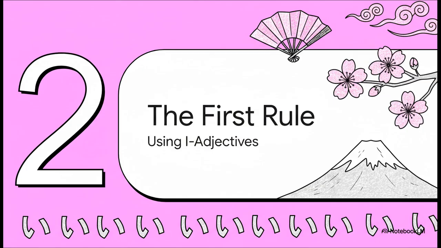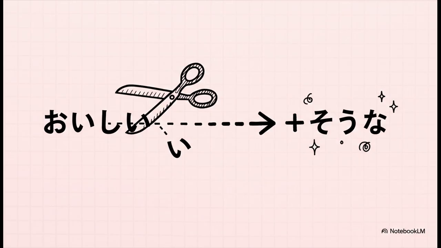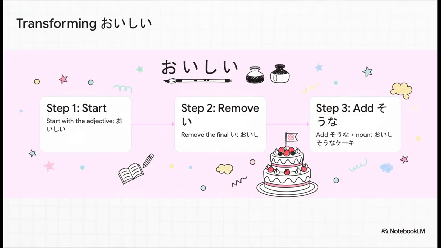We're going to start with the first kind, which we call i-adjectives. They're called that for a pretty simple reason. They all end with the character い, which sounds like i. And the rule for these is just wonderfully straightforward. You take your adjective, you find that final i sound right at the end, and you just chop it off. Then, right in its place, you attach sou na. And that's literally it.